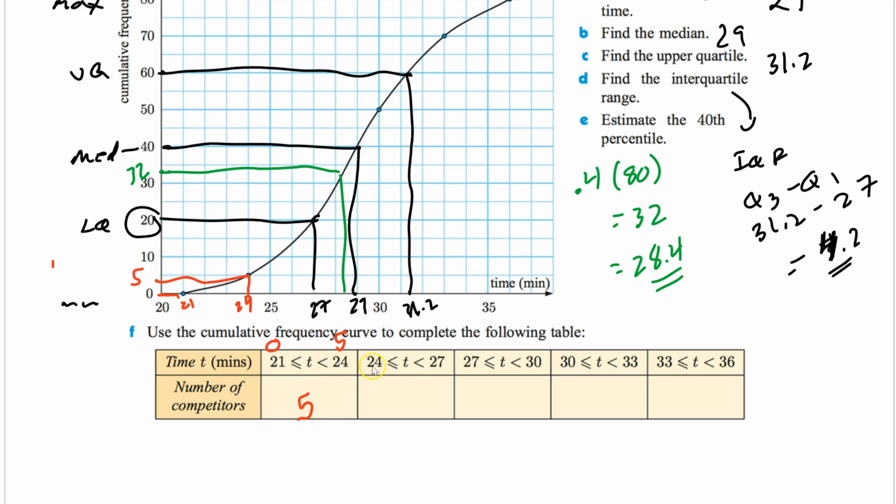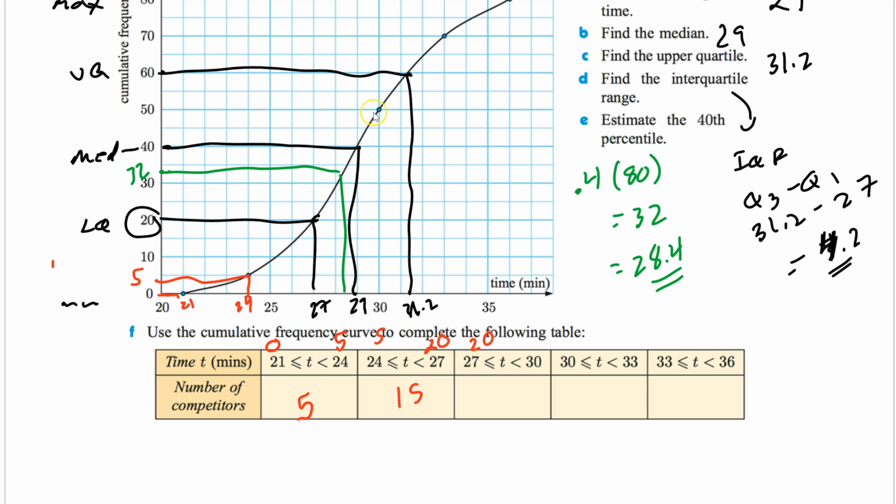Now notice how this one right here starts at 24. So we know that's 5 already. So we just got to go to 27. And based on what I did earlier, 27 is at 20. There's 20 people at 27. So the number of people that fit in between 24 and 27 is just 15. Then we have 27, which we already know is 20. So now we got to go with 30.